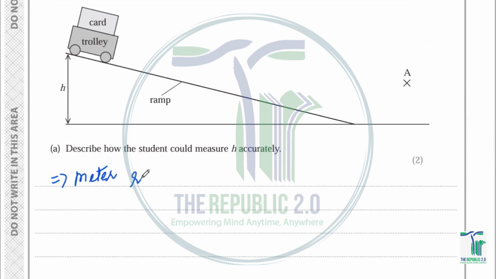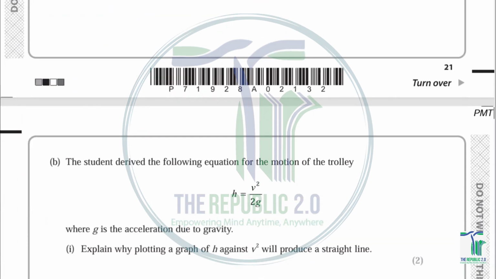But if you want to be very accurate and you want to keep your ruler exactly vertical to calculate this height, you should be using a set square. Since it was also a two marker question, that is why I'm giving them two instruments. Meter rule has less accuracy as compared to the set square, because with the help of a set square, you can keep your ruler exactly vertical in the direction of H.